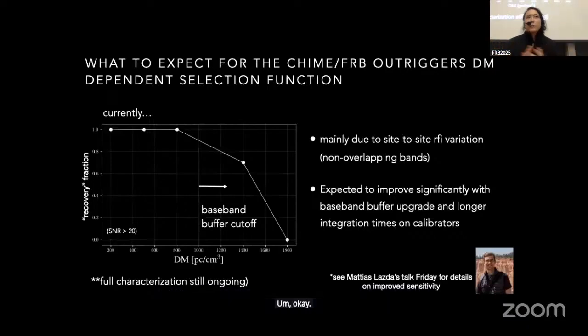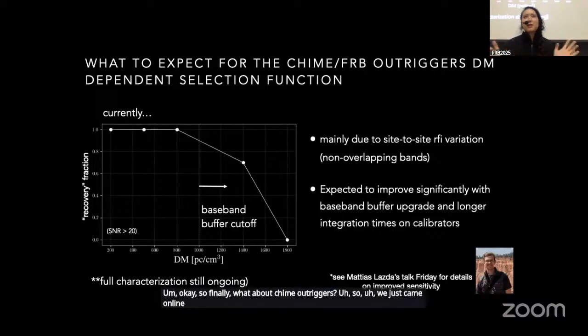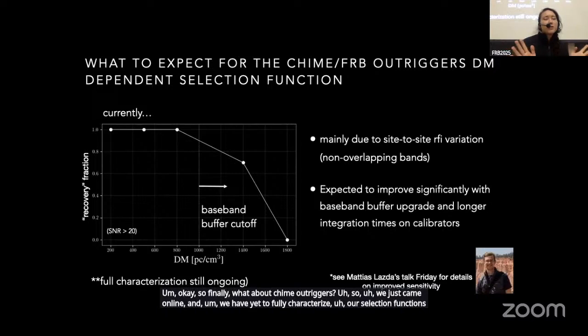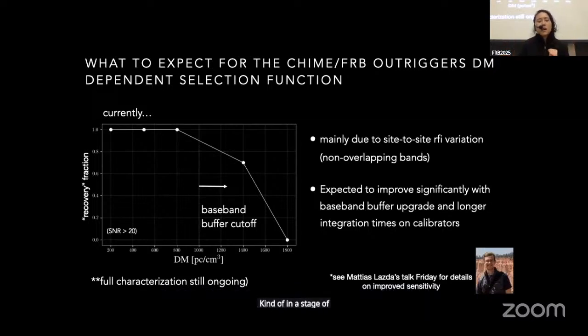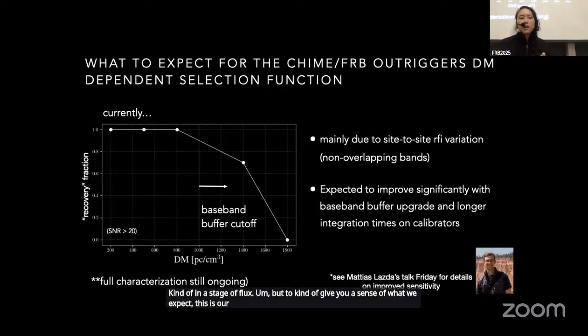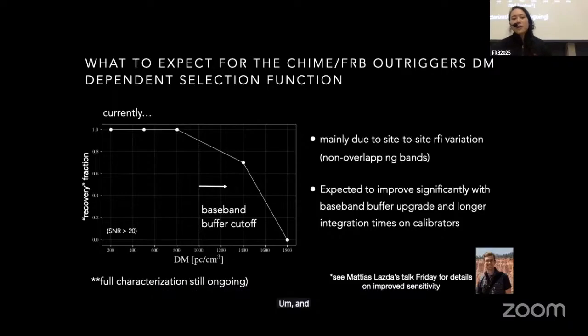Okay, so finally, what about CHIME Outriggers? We just came online, and we have yet to fully characterize our selection functions, even just our DM-dependent selection function, because the system is still kind of in a state of flux. But to give you a sense of what we expect, this is our recovery fraction. So how many FRB triggers are we able to successfully localize with the full Outriggers array as a function of DM? And it seems like so far we're doing pretty good, at least up until a DM of 1,000.